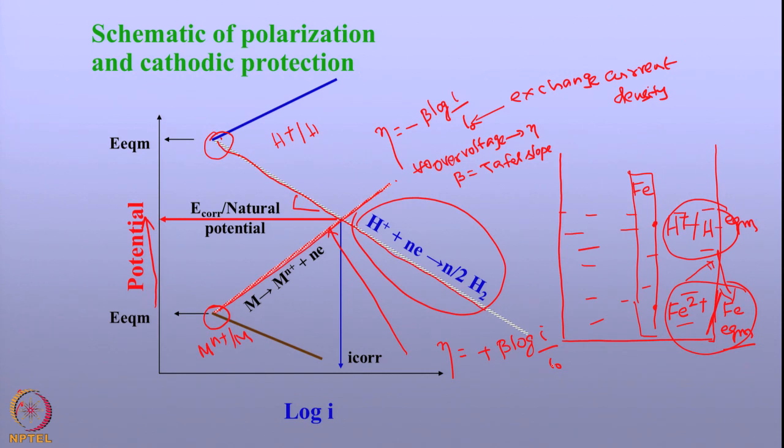Now, you will ask me what is eta? The eta is the deviation from the equilibrium potentials. Any potential that you take, and the difference between these values, is called eta here. So, for a given applied potential, to give it in equation form, eta can be given as E applied minus E equilibrium.